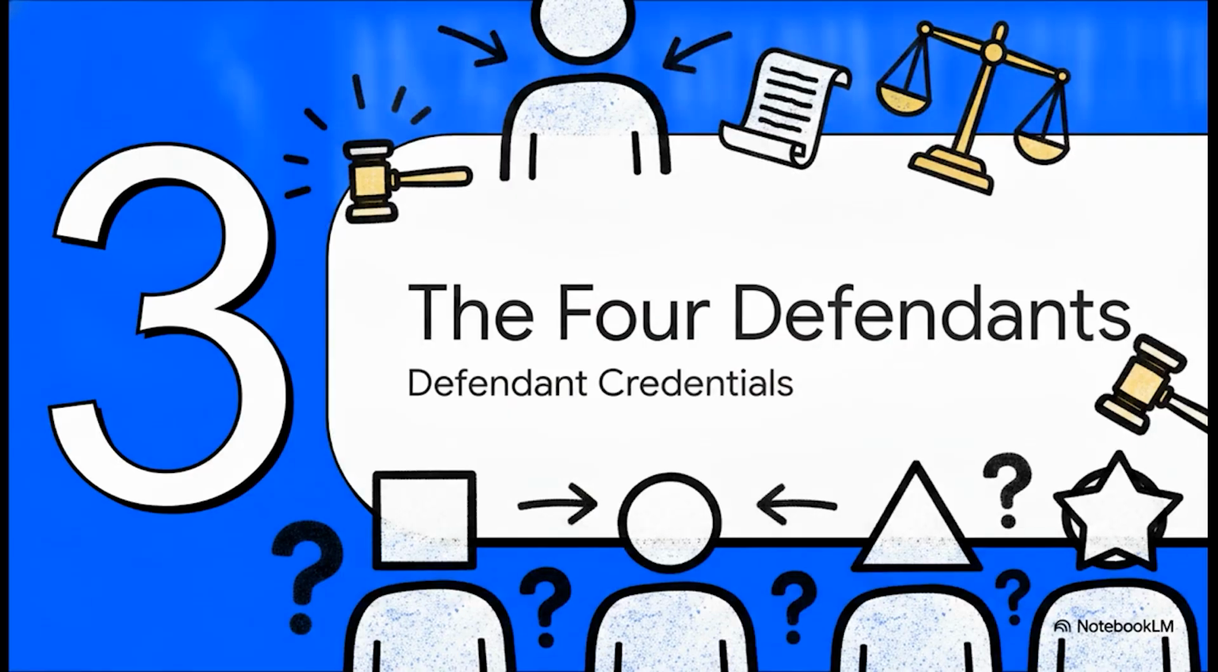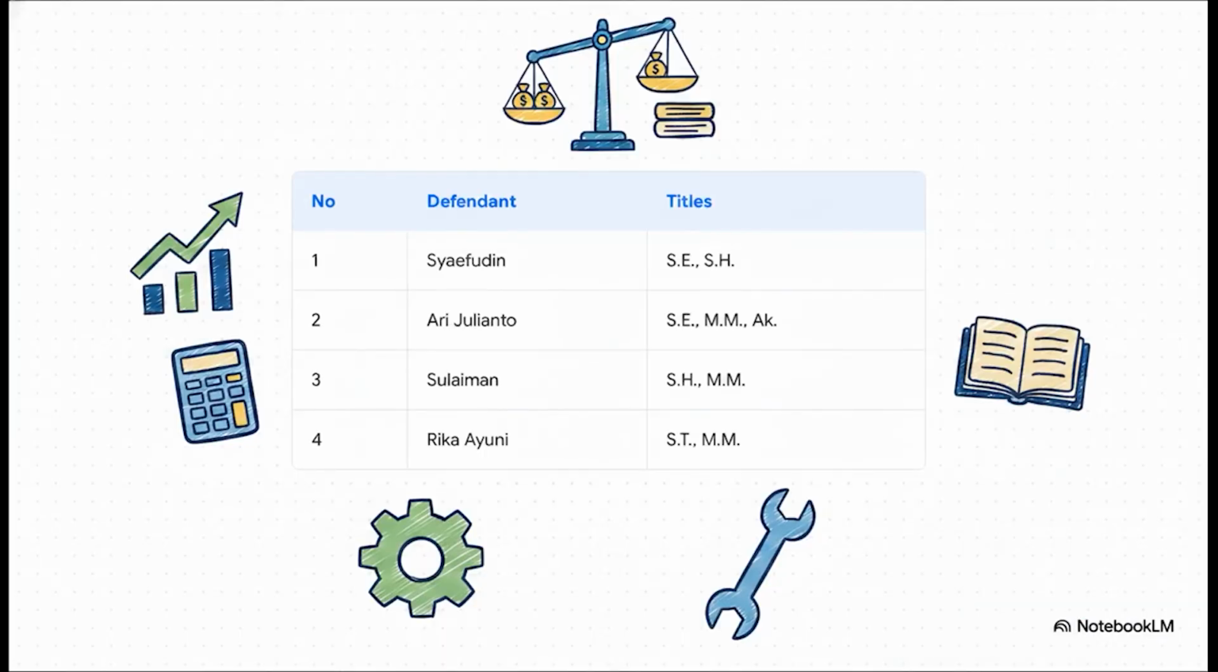Which brings us to Section 3, the 4 defendants. So who could possibly be on the receiving end of a lawsuit from such an intensely credentialed plaintiff? Well, it turns out the defendants are packing some equally serious professional artillery. On the dashboard, under tergugat, or defendants, we've got 4 individuals.